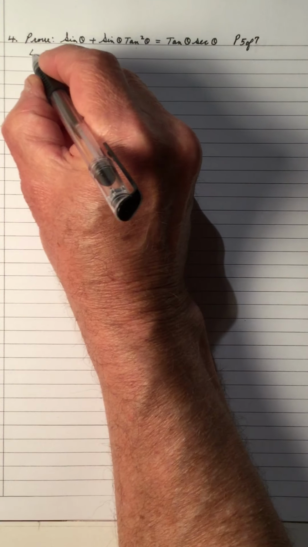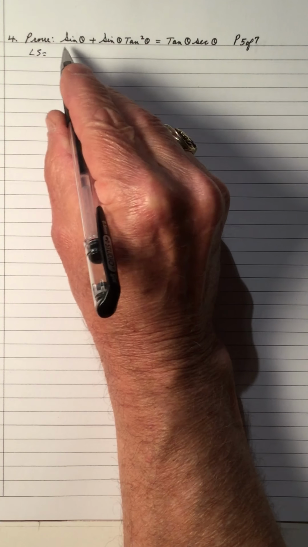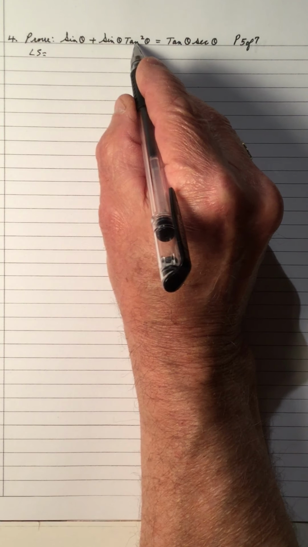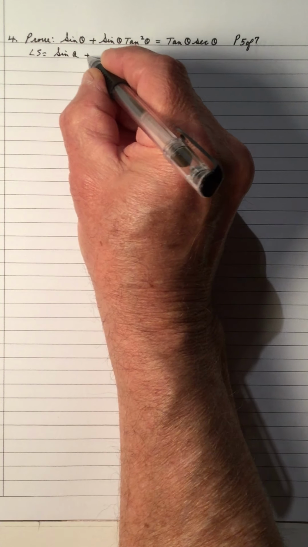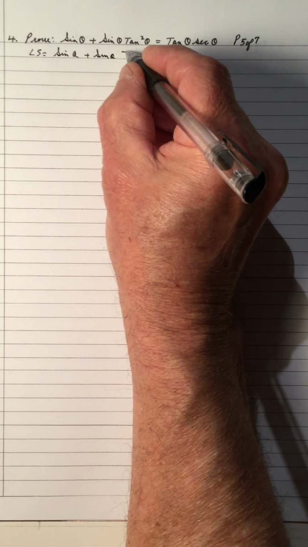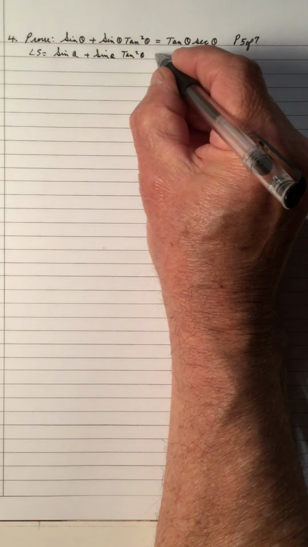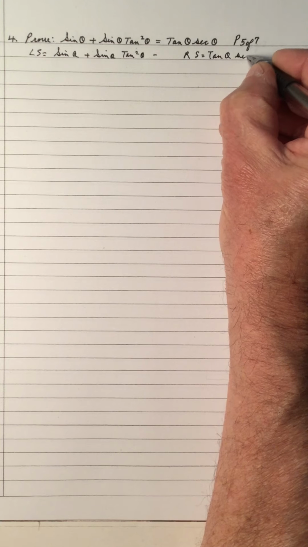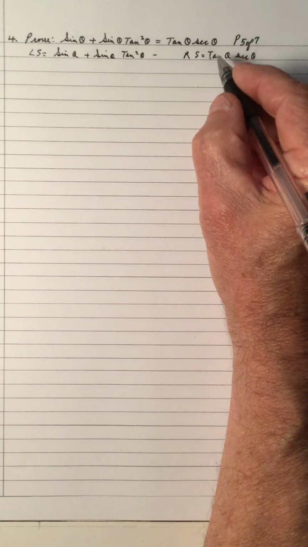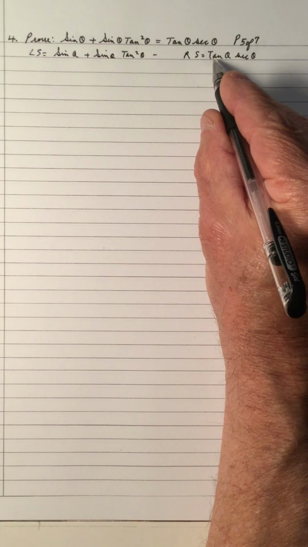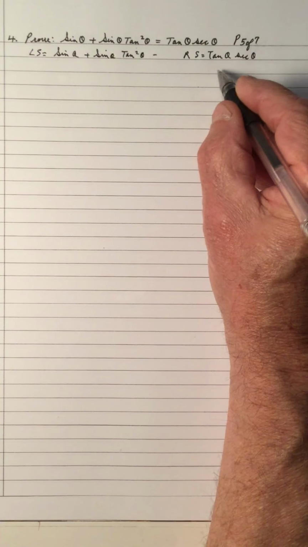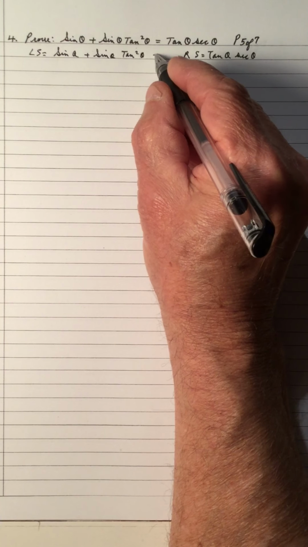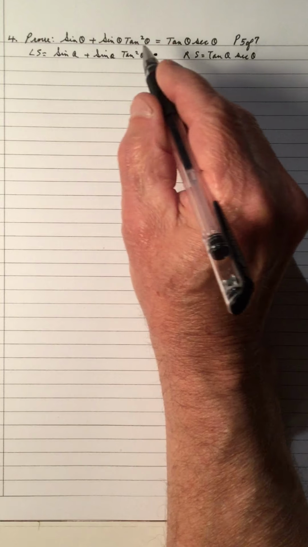Number 4, we've got sine theta plus sine theta tan squared theta equals tan theta secant theta. So the left side is sine theta, add on sine theta tan squared theta, and we have a right side of tan theta secant theta. Again, if you took a sheet of scrap paper and looked at this, this is sine over cos times 1 over cos, so that's sine over cos squared. That's not going to go very far, so it might be best to do this side first.